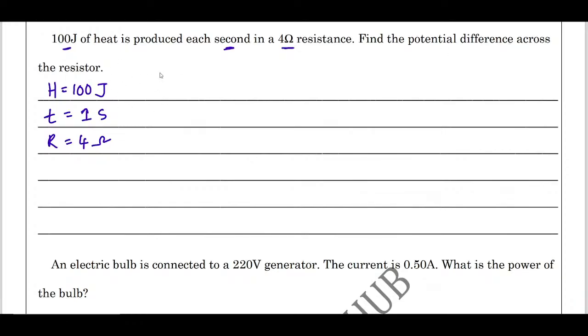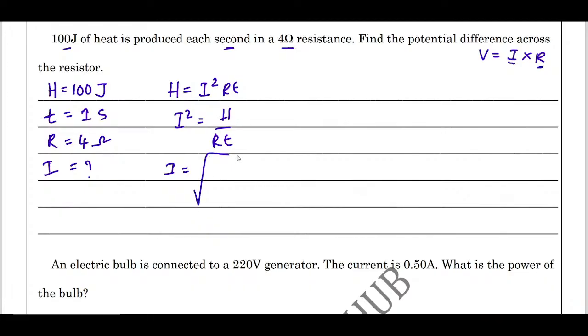To find the potential difference, we should know the value of current as well as resistance, right? What is the current value? The current value is unknown here. So what is the relationship connecting heat, time, resistance and current? That is using Joule's law of heating, H equals I square R T. Now I square equals H by R T. Now I equals square root of H by R T.